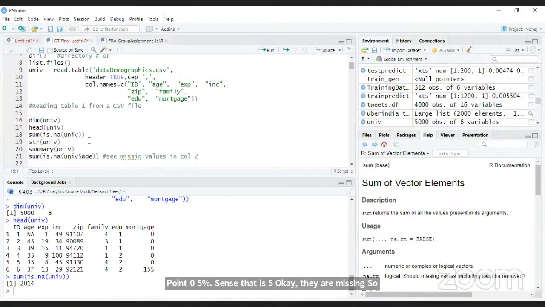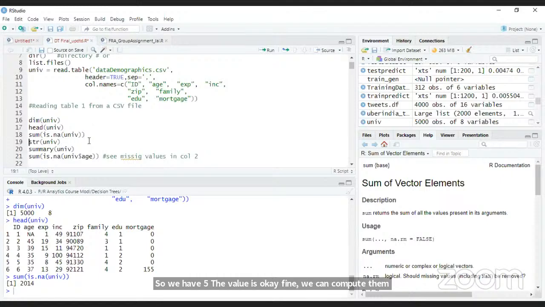Anything which is less than 10% can be imputed. If cells have missing values below 10%, they can be imputed. If a particular column has more than 10% cells which are missing, it cannot be imputed. Sometimes you can also impute, but less than 10% is normally imputed. So we have 5%, which is fine, we can impute them later.